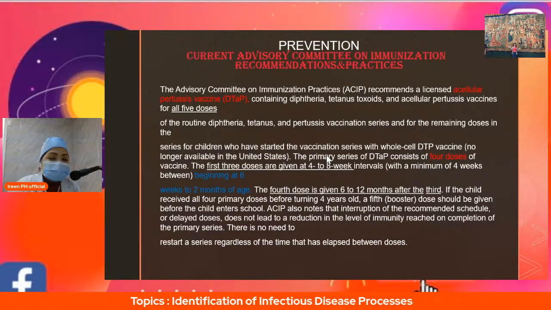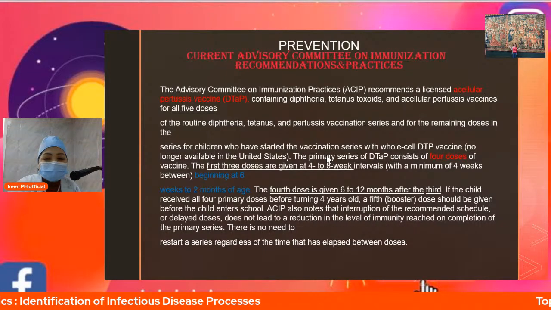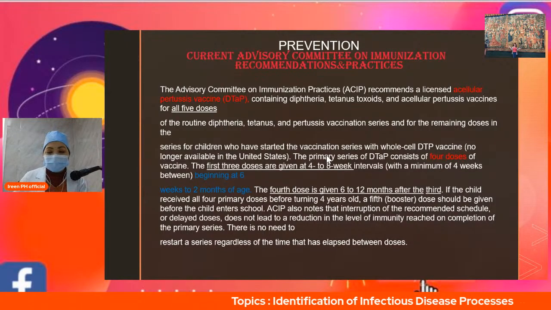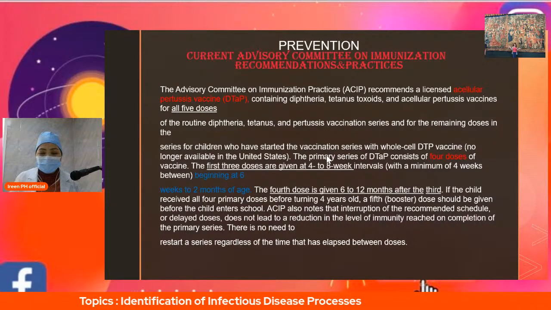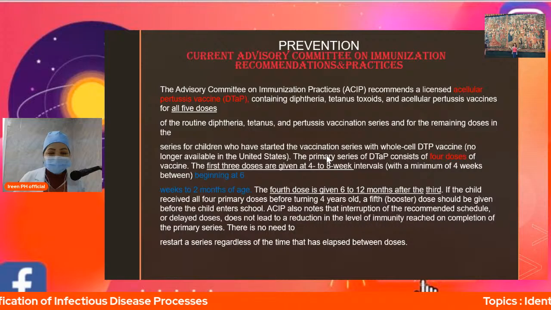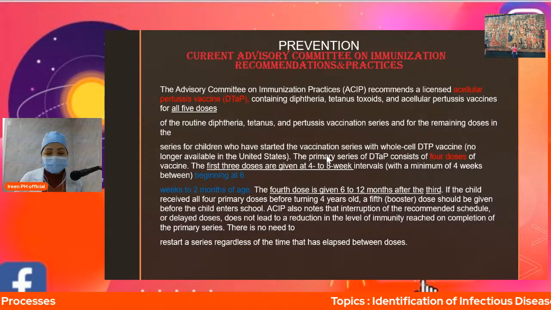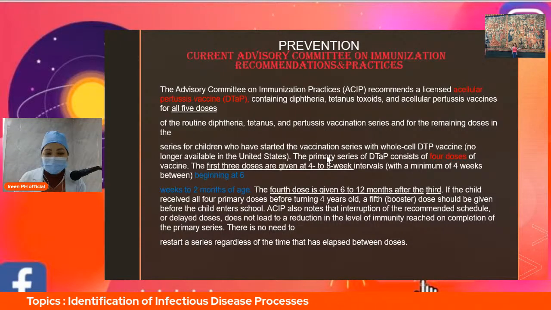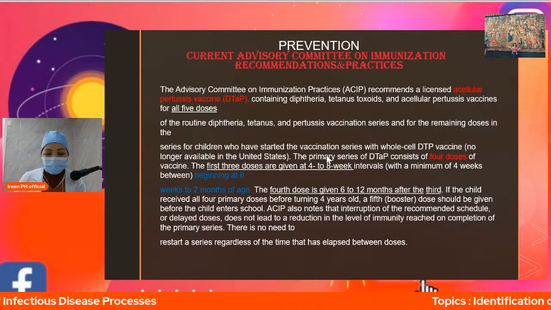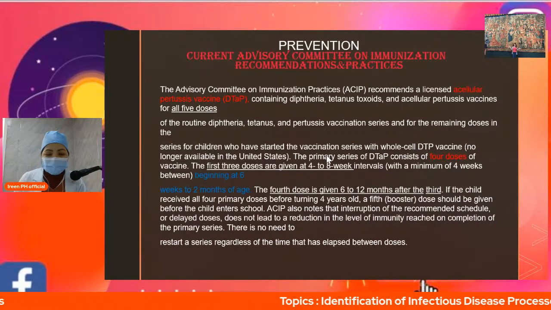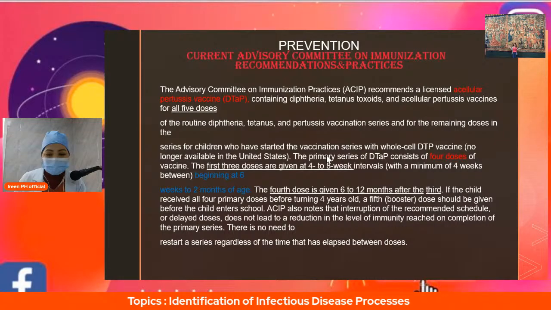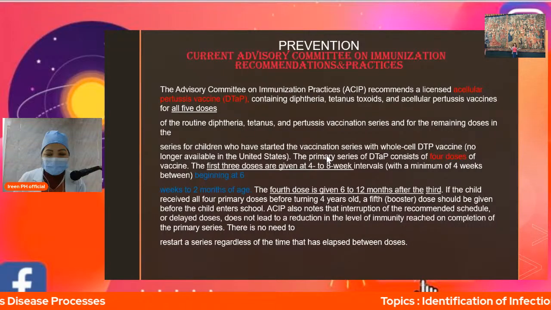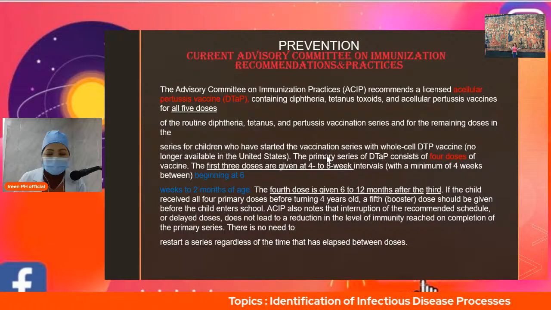Whole-cell vaccine is no longer available in the United States. The primary series of DTaP consists of 4 doses. The first 3 doses are given at intervals of 4 to 8 weeks, with a minimum of 4 weeks between doses, beginning at 6 weeks to 2 months of age. The fourth dose is given 6 to 12 months after the third. If the child receives all primary doses before turning 4 years old, a booster should be given before the child enters school.